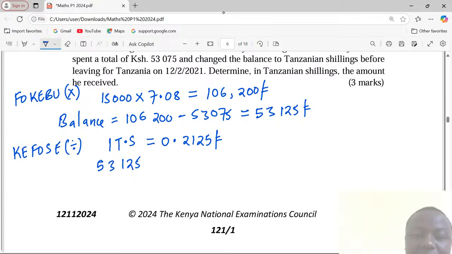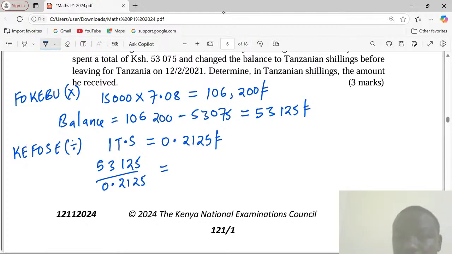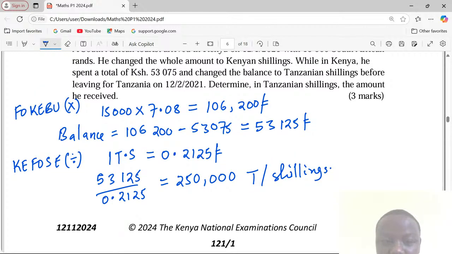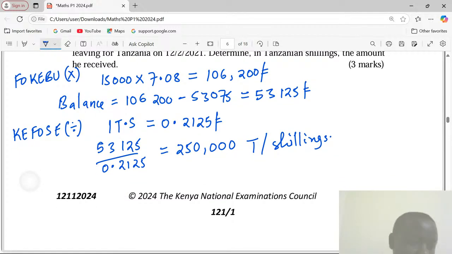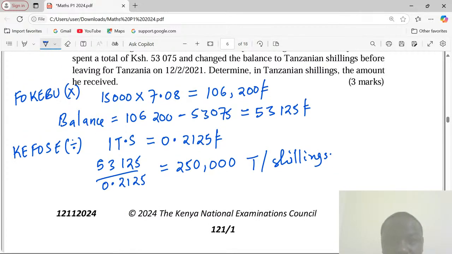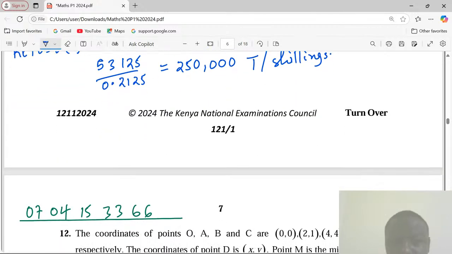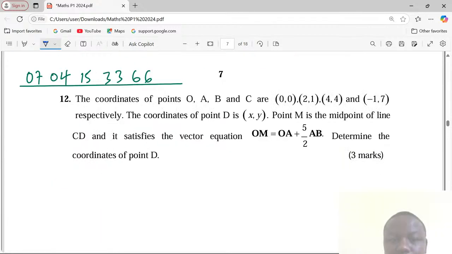Then now we will say the amount in Kenya shillings should be divided by this selling rate, so that we may know the Tanzania shillings that will be received. And this is going to be exactly 250,000 Tanzania shillings. Wow. So from Kenya, you are having 53,000, and going to Tanzania, it becomes 250,000. Yeah, so that is the rate of conversions.